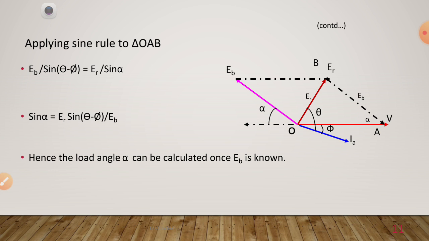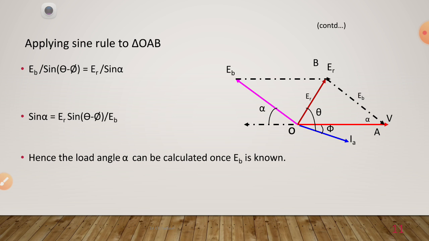Once again, under the excitation condition, with alpha, theta and phi as per their significance, by applying the cosine rule I am going to find the back EMF in terms of ER and V. By applying the sine rule I am going to find alpha in terms of the same EB and ER.